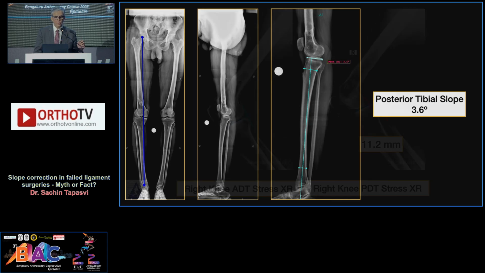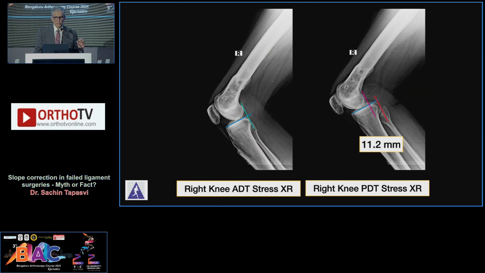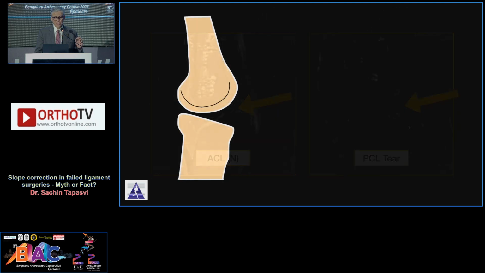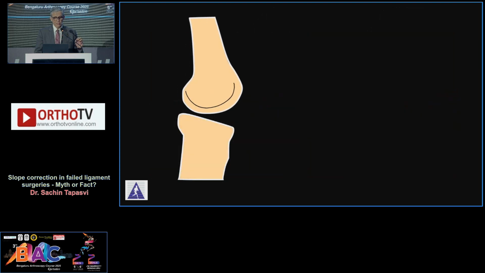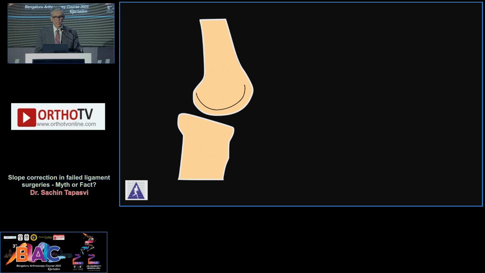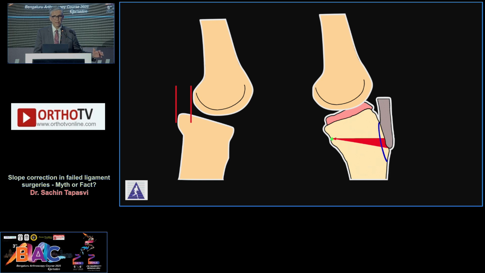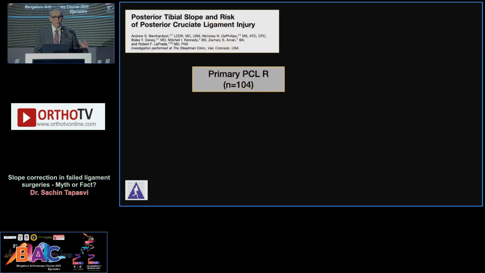And if you fail to correct that slope with such a large amount of translation, then you're more likely to have failure of your PCL, which is again very critical. So if you have a reverse slope, the femur is going to slide down, you're going to get a posterior tibial translation. The moment you restore the slope, the femur is going to slide back on the tibia and your translation will go away. Why is it important?